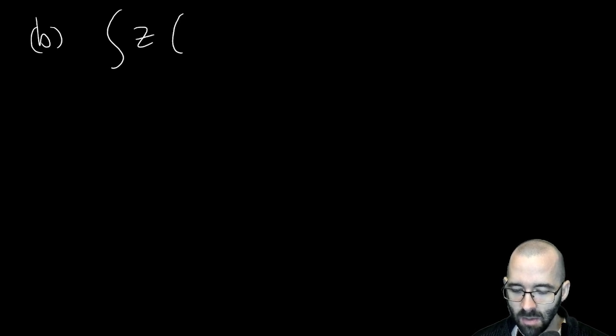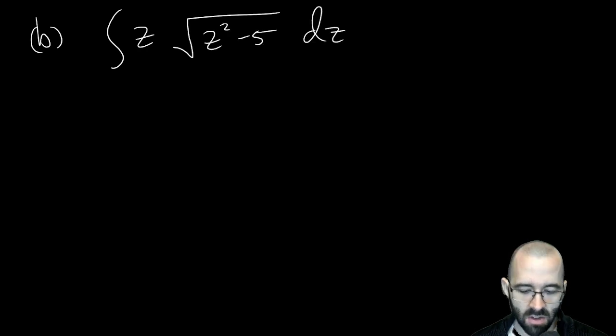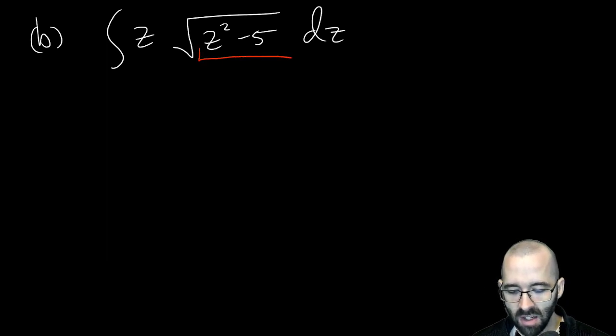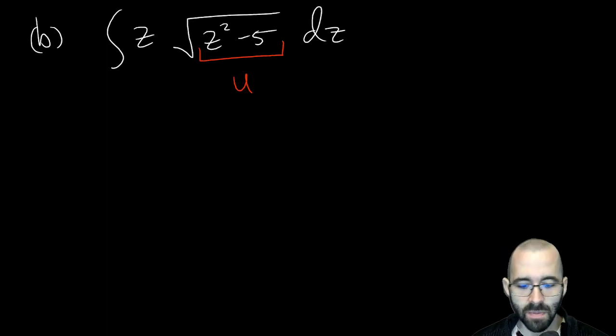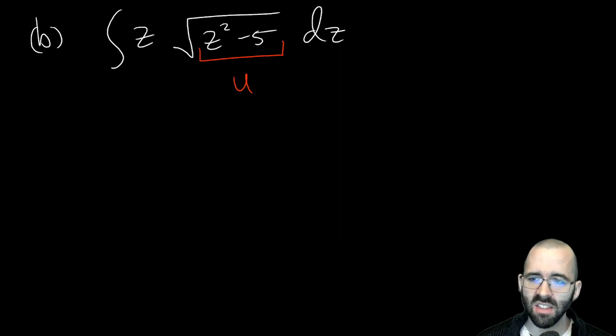All right, let's do another one, part B. The integral of z, which can be another variable, that's fine, times the square root of z squared minus 5. So we're going to approach this very similar to before, where we see an inside function here, something on the inside. So what if that's our u? So this isn't quite as nice as the last one.